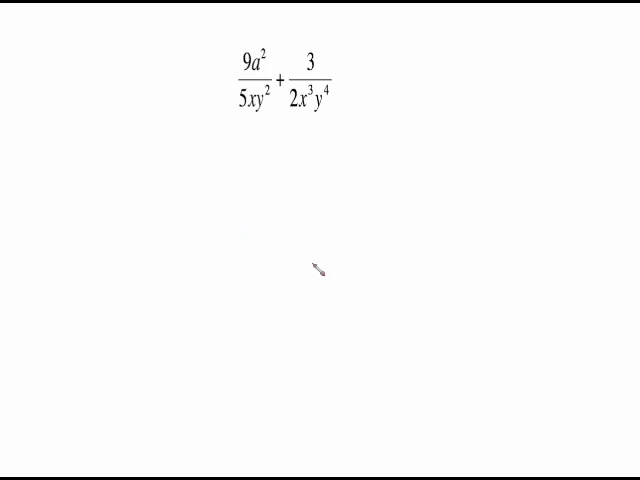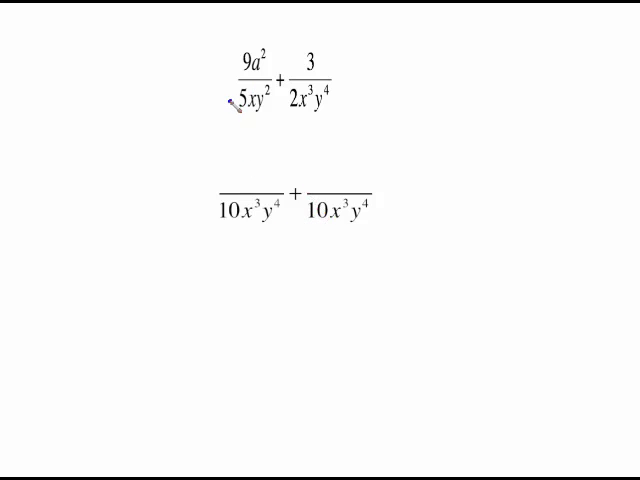Let's see one more of these. Common denominator for 5 and 2, of course, is 10. This is x, which is like x to the first. This is x cubed. Our rule says take the highest power that's there, so that's x cubed. This is y squared. This is y to the fourth. Keep the highest power that's there, which is y to the fourth. So 10x cubed y to the fourth is going to be our common denominator.